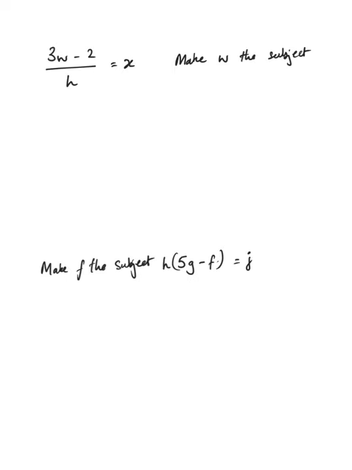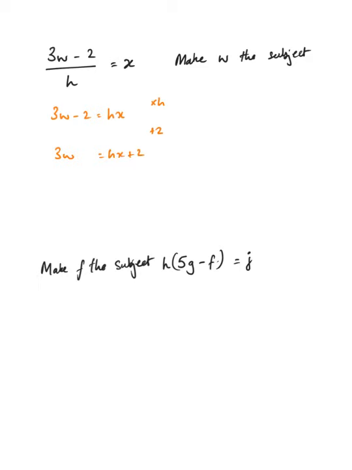So a slightly more complicated example here. I've got 3w minus 2 over h equals x. I'm going to do the same again. I'm going to use backwards BIDMAS and the teenager method. So the first thing I'm going to do is multiply by h. So I get 3w minus 2 equals hx. Add 2 to both sides to get 3w equals hx plus 2.